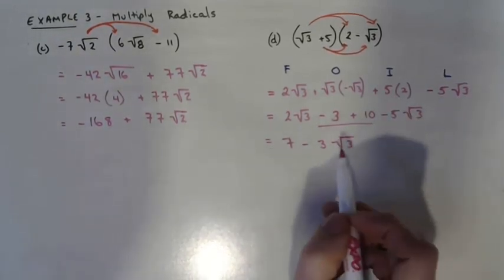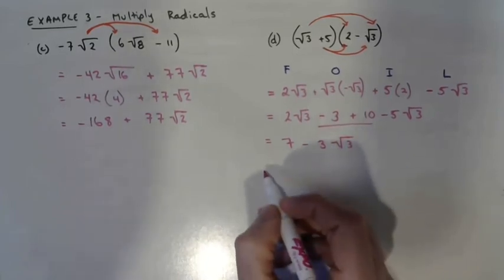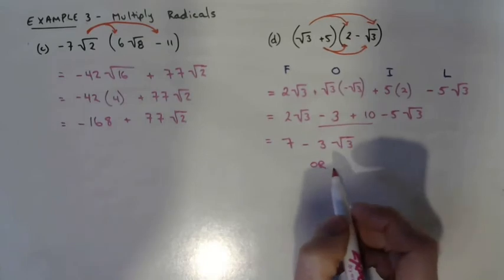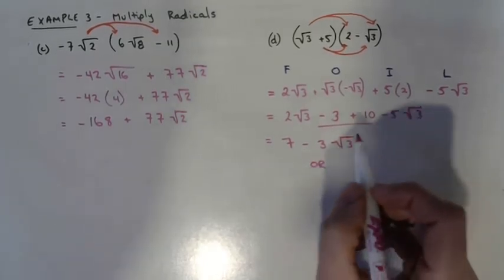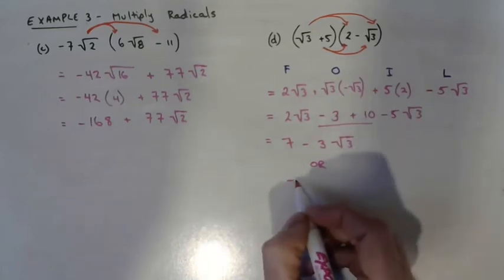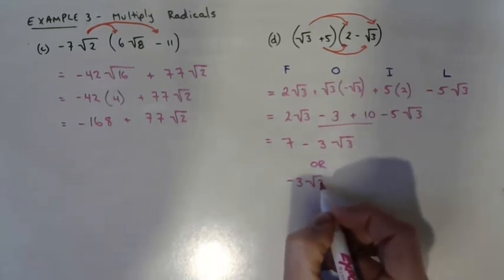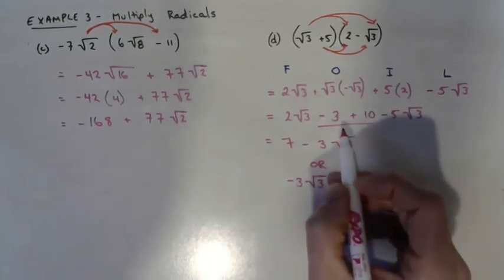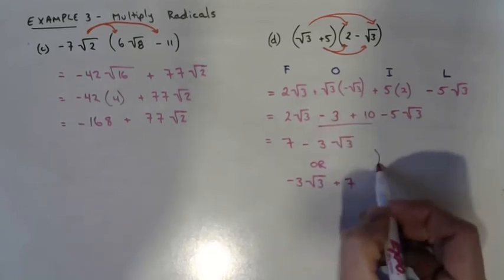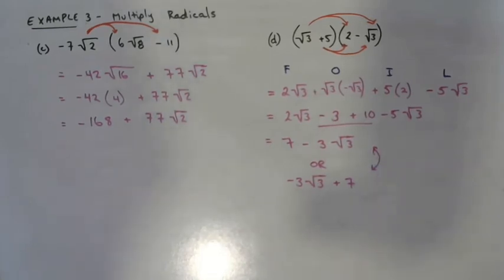You might have put this the other way. You might have written this, let's just put a little or. If you had this term first, you just need to make sure that your negative signs go together. So if you wanted to keep your radicals first, you'd have 2 minus 5, that's negative 3 radical 3. And then you'd have negative 3 plus 10 is plus 7. Okay, these guys are exactly the same.